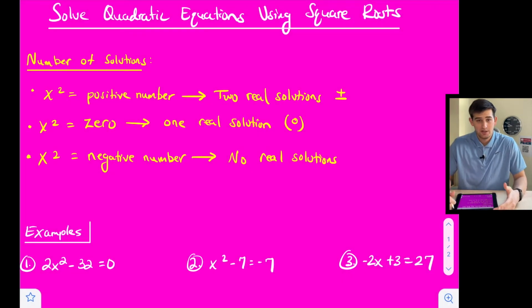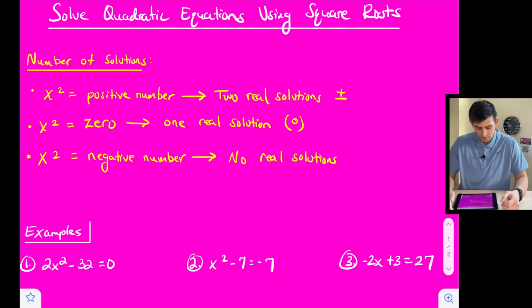In this video we're going to talk about quadratic equations and specifically how to solve them using square roots. So we have three different types of solutions that we could have, right? We could have two real solutions, we could have one real solution, or we could have no real solutions. And here's what our equations are going to look like to give us one of those three types of solutions.